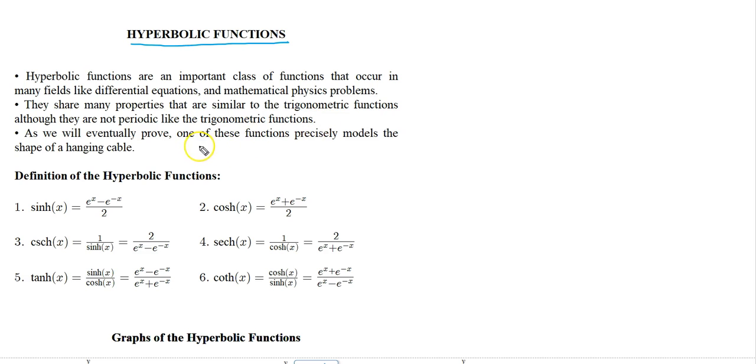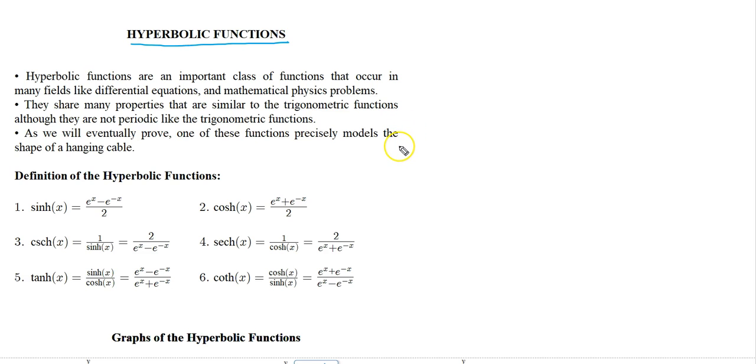Another interesting fact about these functions, as we'll eventually prove, is that one of them precisely models the shape of a hanging cable. That's a very interesting fact, but it'll take a little while for us to get to the proof of that fact.